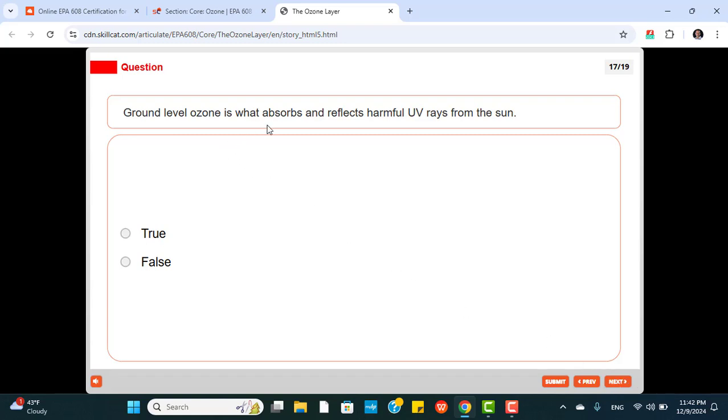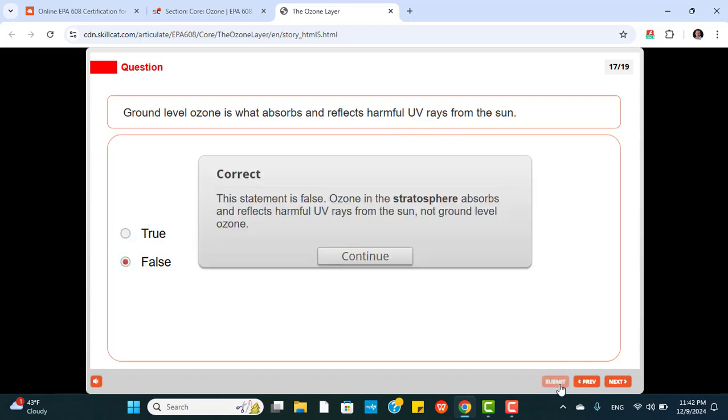Ground level ozone is what absorbs and reflects harmful UV rays from the sun. False. The statement is false. Ozone in the stratosphere absorbs and reflects harmful UV rays from the sun, not ground level ozone.